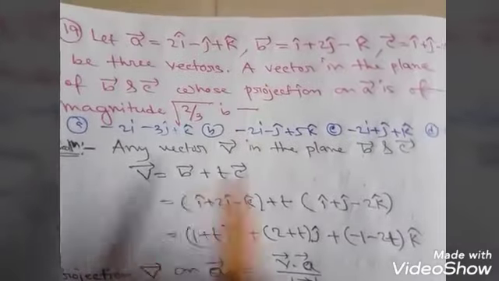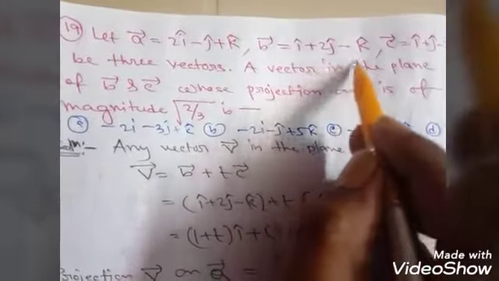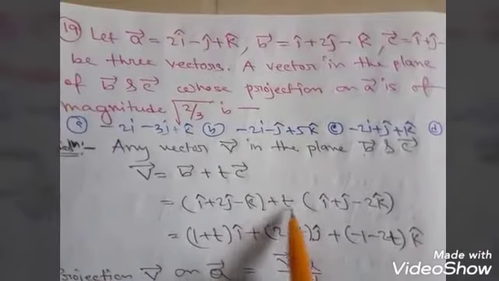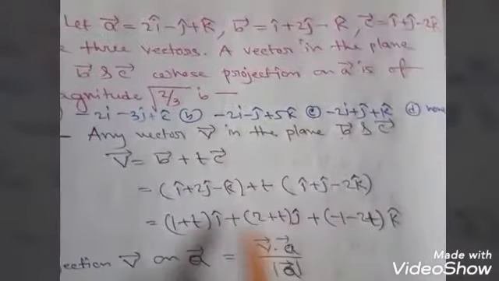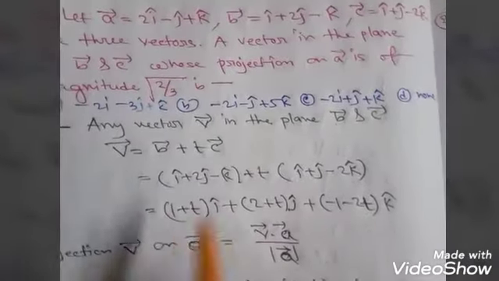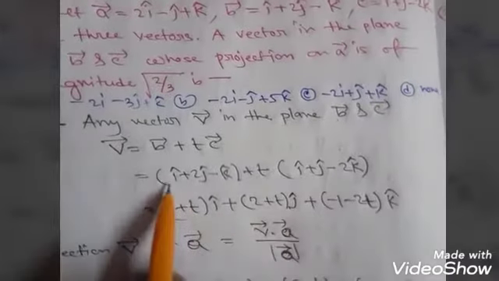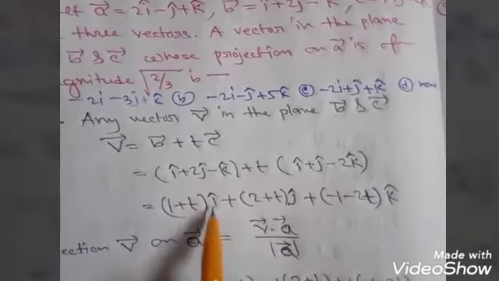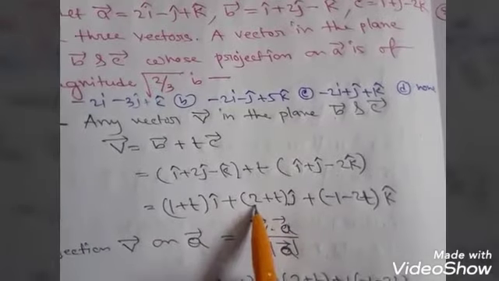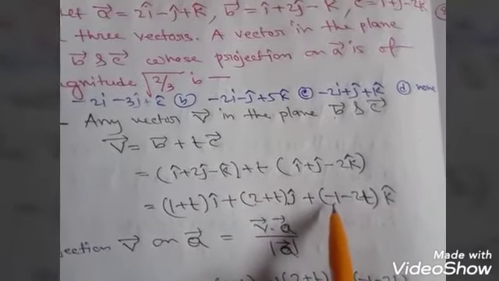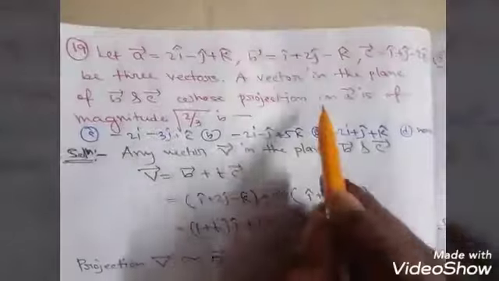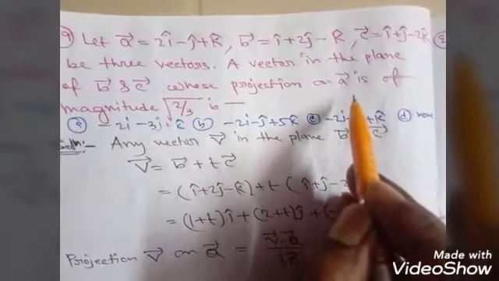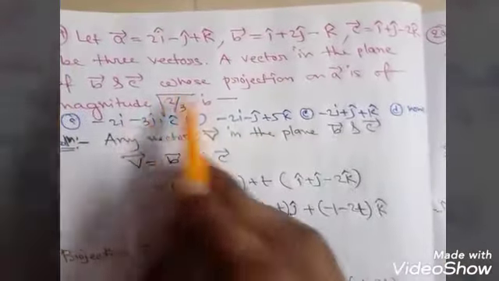We know B vector is i cap plus 2j cap minus k cap. So put here plus T, and we are putting C vector i plus j minus 2k. If we separate i, j, k: i plus ti, if we take common i, so 1 plus t; similarly 2 plus t j, plus within bracket minus 1 minus 2t k. This is vector V. Now the question is, vector V has a projection on A vector which has magnitude root over 2 by 3.